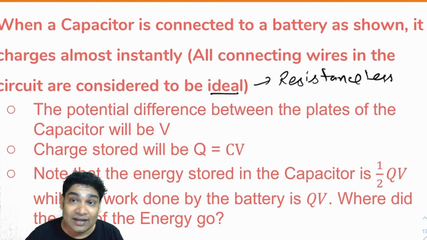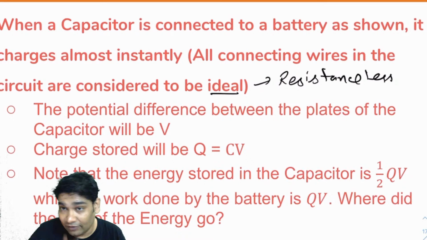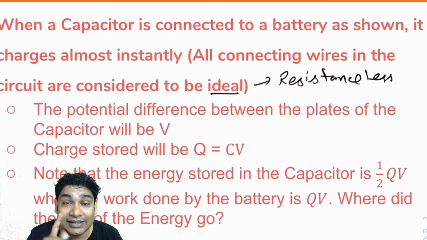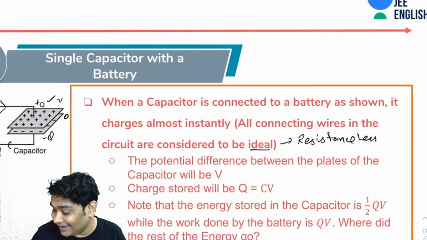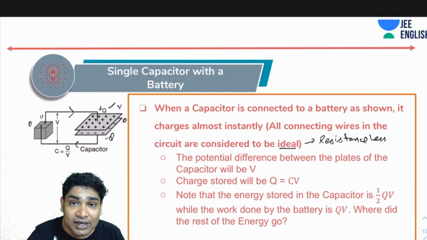The net energy that gets stored is half QV, or half CV squared, or half Q squared by 2C. I could have written any of the expressions. But the reason why I chose this expression was that I want to attract your attention to something very interesting happening here. You can note that the energy stored in the capacitor is half QV, which we just calculated. That is in a capacitor. But how much work is the battery doing?